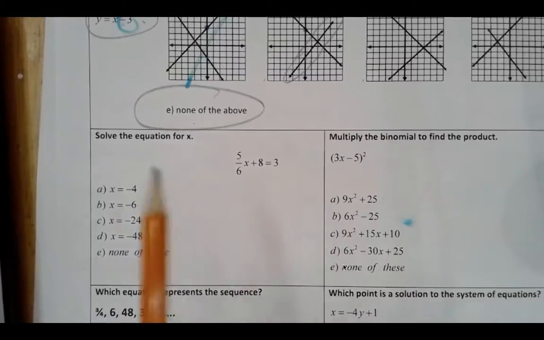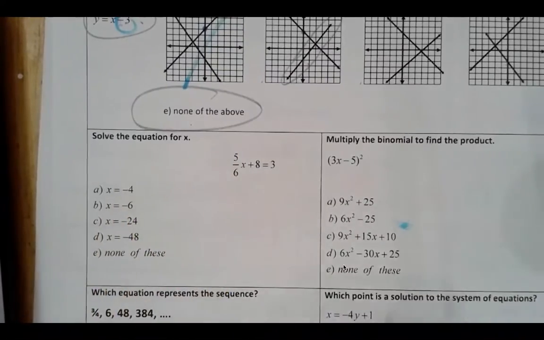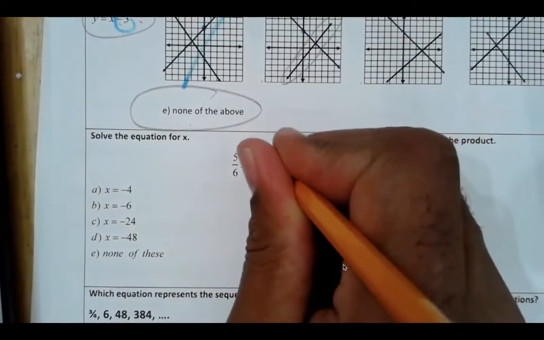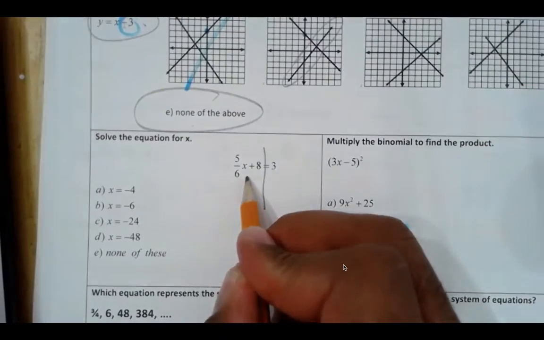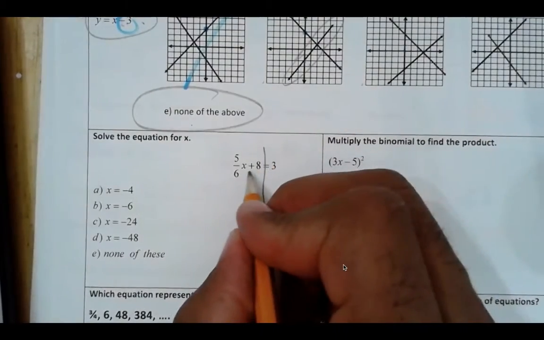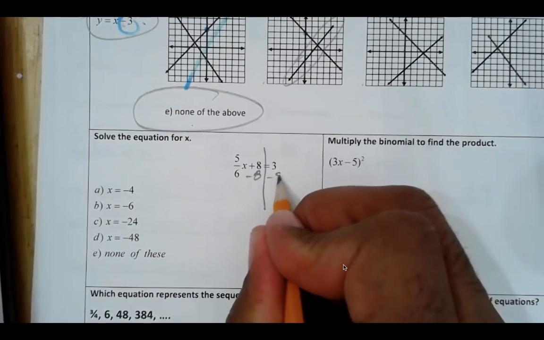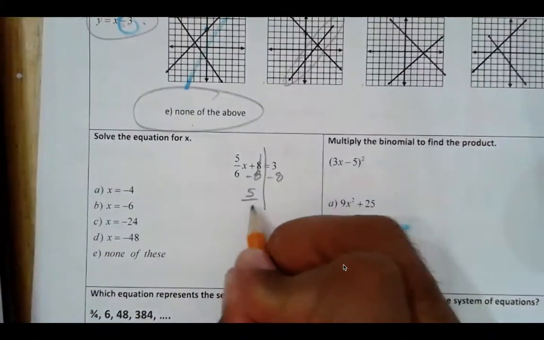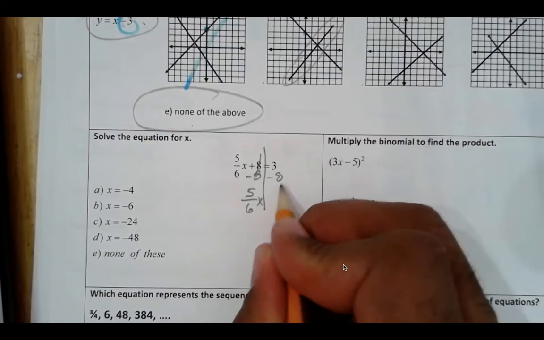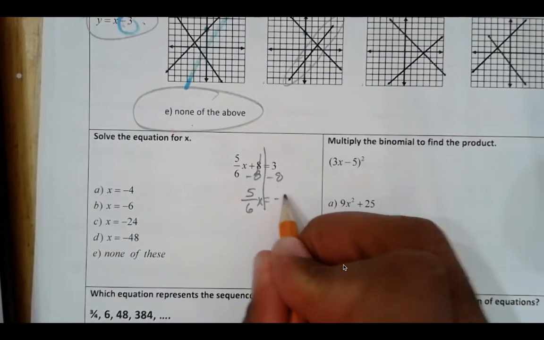Okay. All right. So this next one, solve the equation for x. Well, first thing I want to do is get x by itself. I know it's a fraction, but don't panic yet. First, let's get rid of this 8, just like you would with any other equation. So minus 8, and then 5 over 6x. 3 minus 8 is -5.